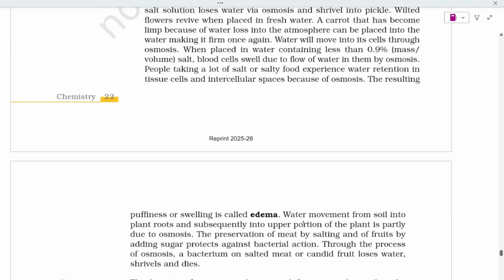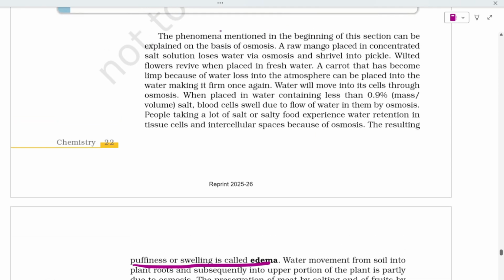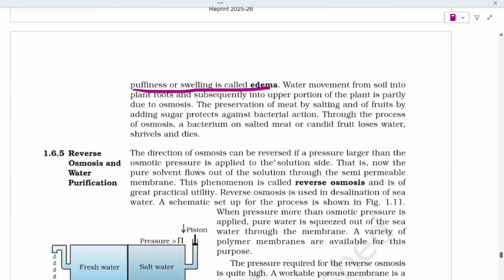Puffiness or swelling is called edema. For example, a raw mango placed in concentrated salt solution loses water via osmosis and shrivels into pickle. Water will move into cells through osmosis, and the raw mango that is kept loses water through osmosis. And when cells are placed in a solution with less than 0.9% salt, water moves in by osmosis again, and the resulting swelling leads to edema.